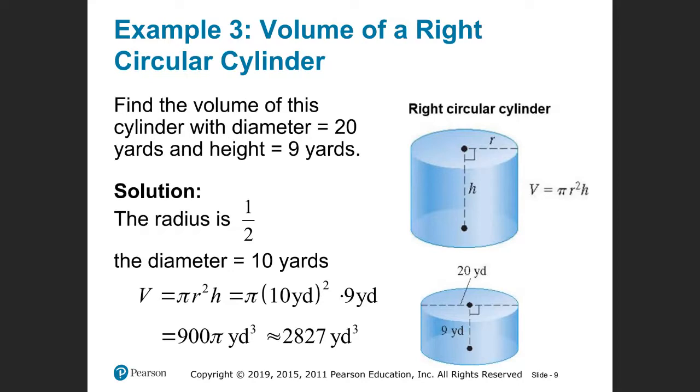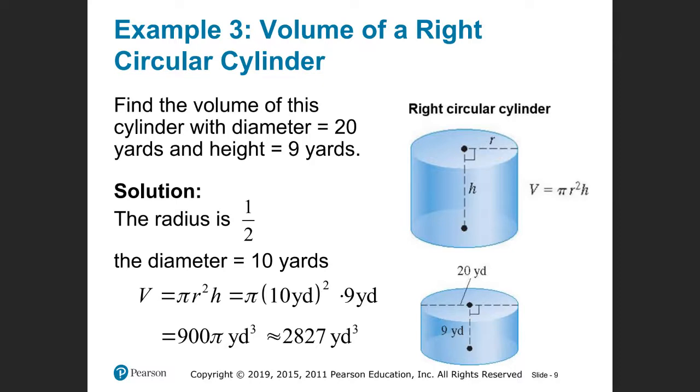Next, the volume of a right circular cylinder. Think of a can. The volume is given by pi r squared h. Notice we're using the radius, so if you're given the diameter, you will have to divide by 2. And we use the height.